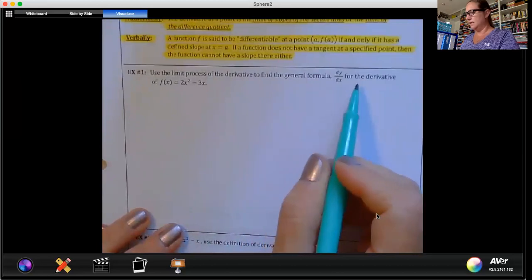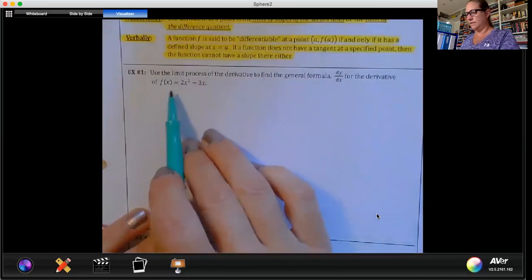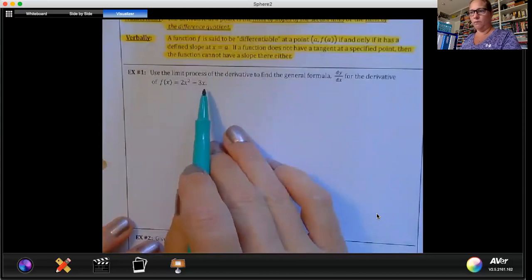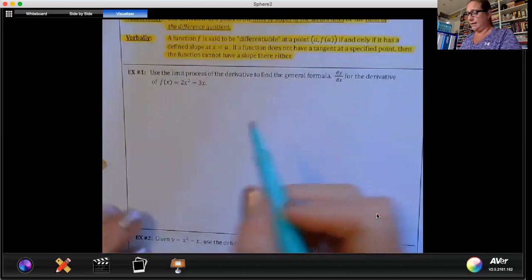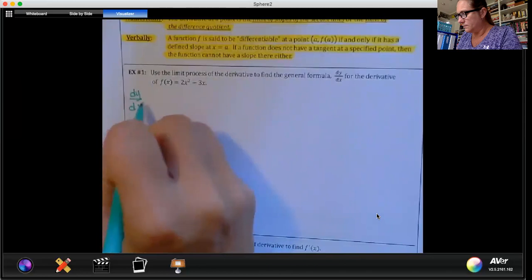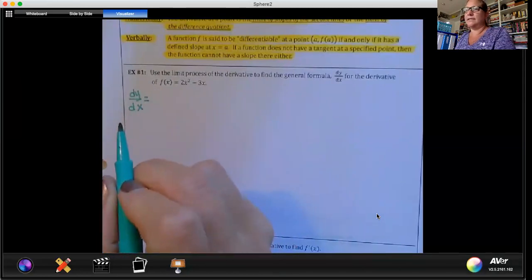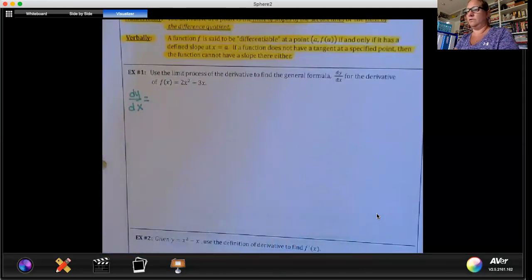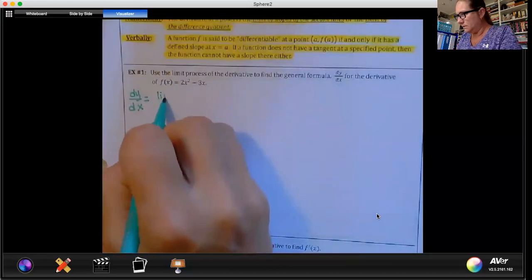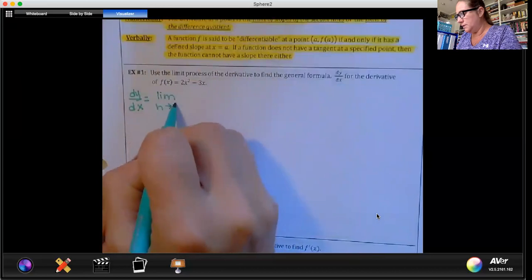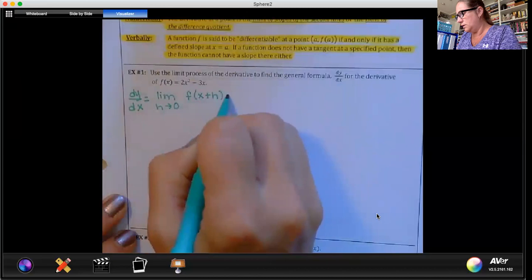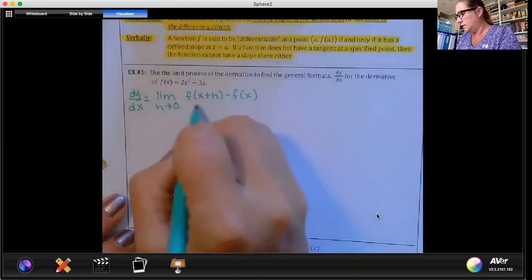All right, so example 1: use the limit process of the derivative to find the general formula dy dx for the derivative of f of x equals 2x squared minus 3x. So we are looking for dy dx. And we're going to use that limit definition of the derivative. So the limit as h approaches 0 of f of x plus h minus f of x over h.